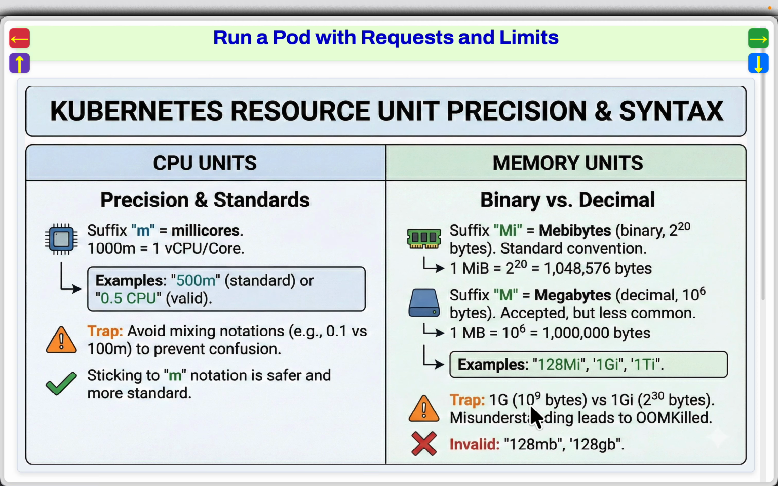One trap is that 1 GB equals 10 power 9 bytes, versus 1 Gi, which is 2 power 30, right? So 1 Ki will be 2 power 10, 1 Mi 2 power 20, and Gi is 2 power 30. If you have a misunderstanding here, it can lead to an out of memory error. And these are invalid: 128 MB and 128 GB. So this is invalid.